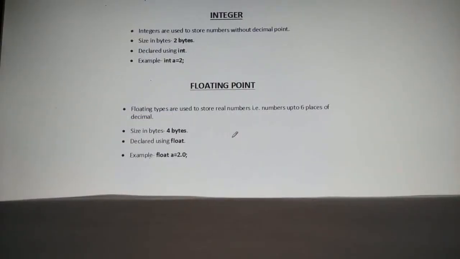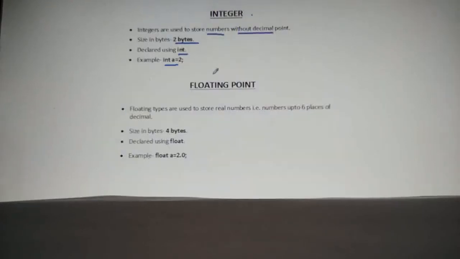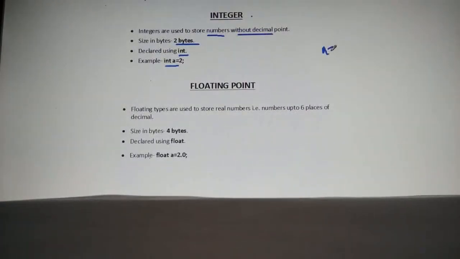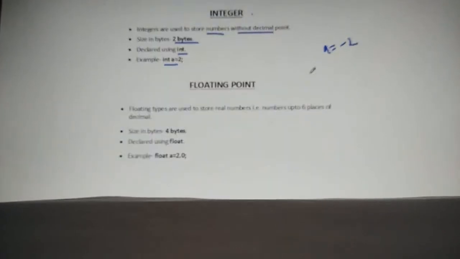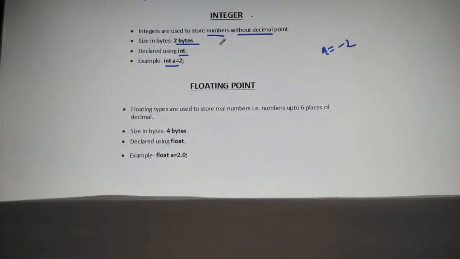Now the first primitive data type we will discuss is the integer data type. Integer data types are basically used to store numbers without a decimal point. Integer is similar to the integers which we use in general mathematics, and the size of an integer is 2 bytes, and it is declared using the keyword int. For example, suppose there is an integer variable a having the value 2, or a having the value minus 2. That means integer is just similar to the integers which we use in mathematics, but it has certain limitations and a certain range, which we will discuss later.